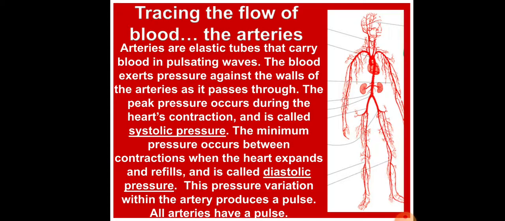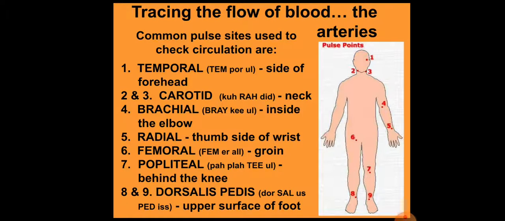The arteries are elastic tubes that carry blood in pulsating waves. The blood exerts pressure against the wall of the arteries as it passes through. The peak pressure occurs during the heart's contraction and is called systolic pressure. The minimum pressure occurs between contractions when the heart expands and refills and is called diastolic pressure. This pressure variation within the artery produces a pulse. All arteries have a pulse.